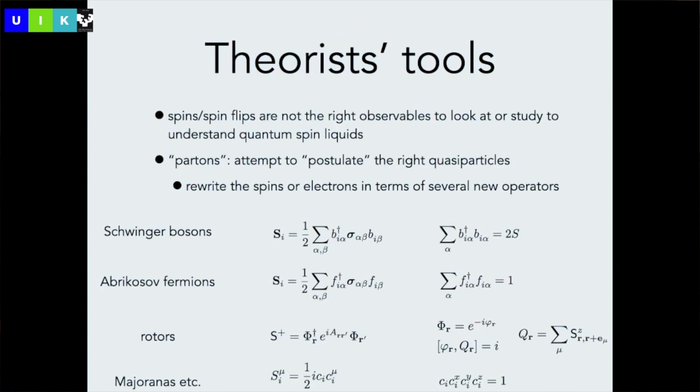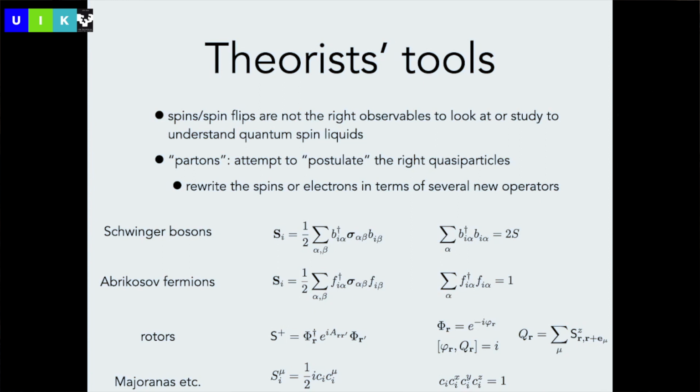So what are the tools we can use? I mentioned that one of the most fundamental properties of spin liquids, or one of the interesting properties of spin liquids, was that there were emergent particles and emergent gauge fields. And so there is this procedure which is usually undertaken, which is a parton procedure, which is an attempt to postulate the right quasi-particles.